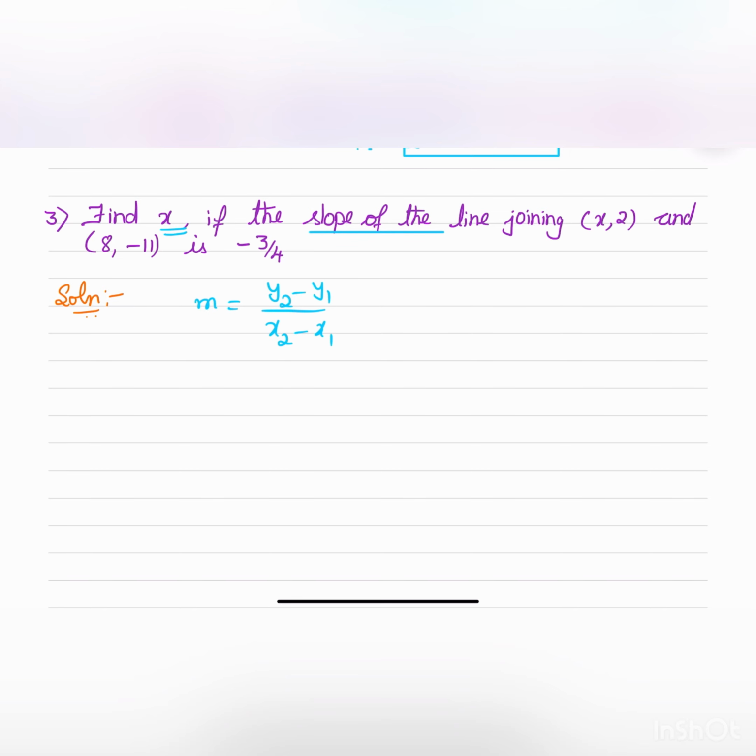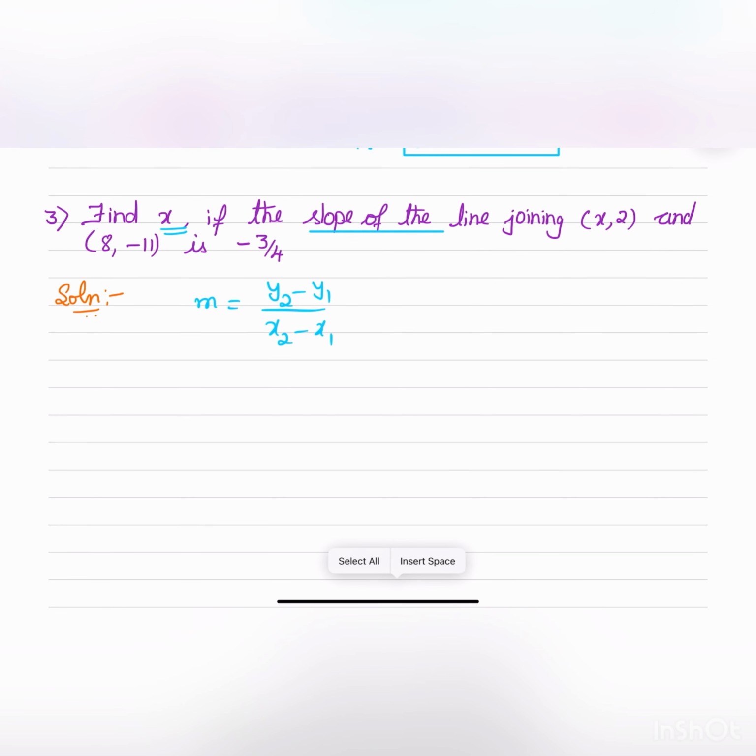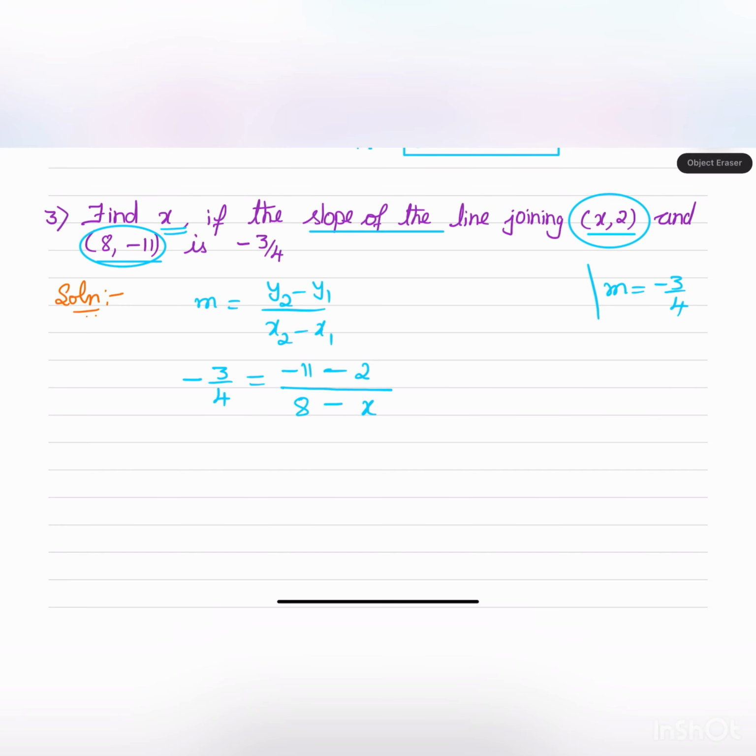So in this question, find x if the slope of the line joining (x, 2) and (8, -11) is -3 by 4. They have given m as -3 by 4 and we know x1, y1 and x2, y2. Let us substitute those values here. m is -3 by 4, y2 is -11 and y1 is 2, so -11 - 2 divided by x2, which is 8, minus x1, which is x. If you simplify this, -3 by 4 is equal to -13 by (8 - x).